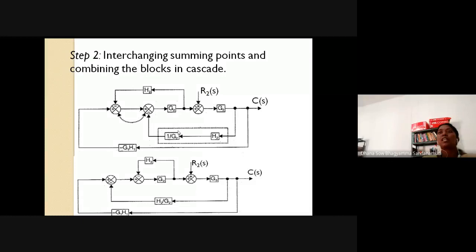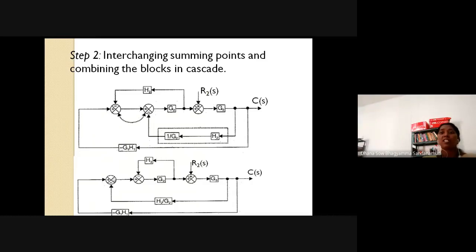You can see this diagram. See, I have interchanged. In step number 2, I have interchanged the summing points. This summing point has gone here. Earlier, this minus G1 H1 was connected to plus minus this summing point.